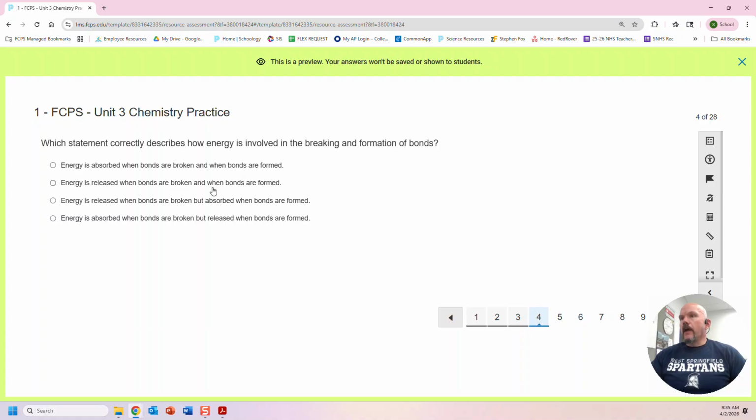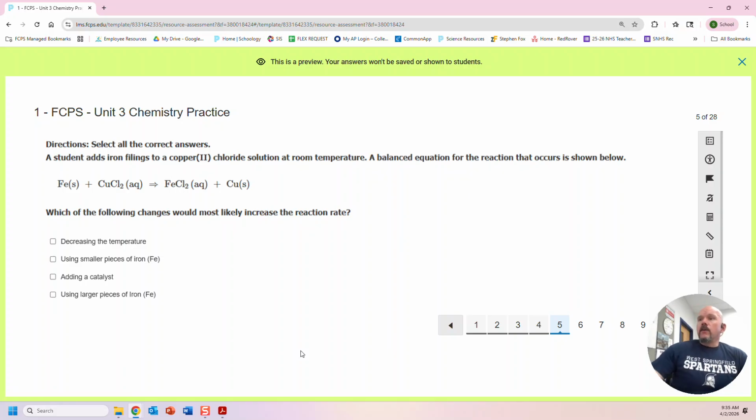Which statement correctly describes how energy is involved in breaking and forming bonds? So we just talked about it. Axing is taxing, forming is warming. Energy is absorbed when bonds are broken and when bonds are formed? Nope. Energy is released when bonds are broken? Nope. Energy absorbs when bonds are broken, but is released when bonds are formed? Yes. Axing is taxing, forming is warming. Okay.